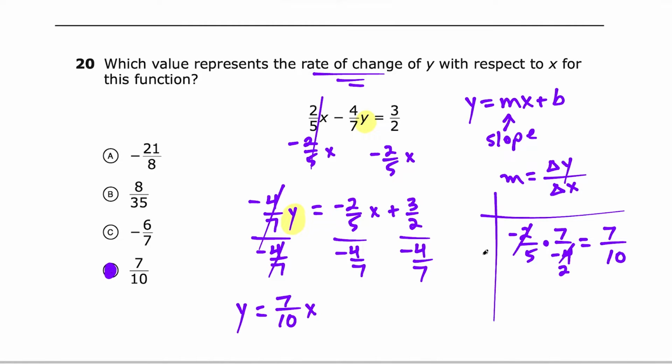And now the y-intercept doesn't matter because we only want the slope, which is 7 over 10. But if we wanted to simplify this, we would have 3 over 2 times 7 over negative 4. And for something like this, we have a positive times a negative is negative, and then we have 3 times 7 is 21, 2 times 4 is 8, and we have a positive times a negative is negative. So the y-intercept here would be this. But once again, we only care about the slope, which is the coefficient of x, and that would be 7 over 10.